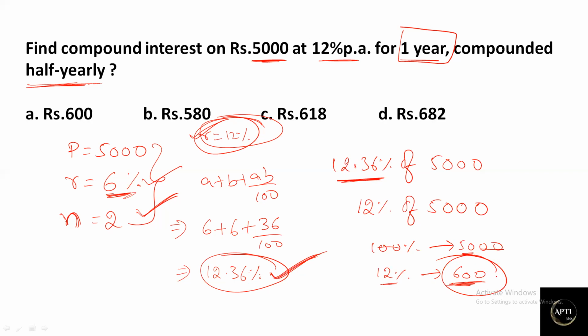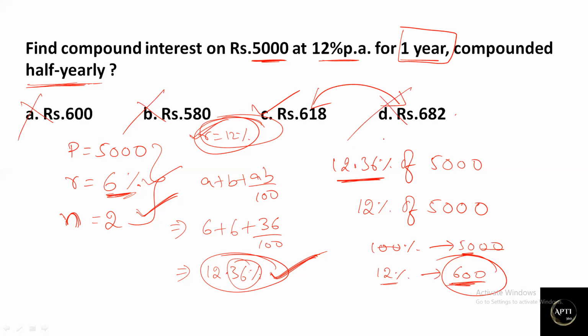I hope you all are clear. For sure the answer will be slightly greater than 600. Option A is eliminated because our answer should be greater than 600. Option B is eliminated because it is less than 600. Now of the remaining two options, which is slightly greater than 600? 680 is only slightly greater than 600. If I take 682, this is more compared to 680.